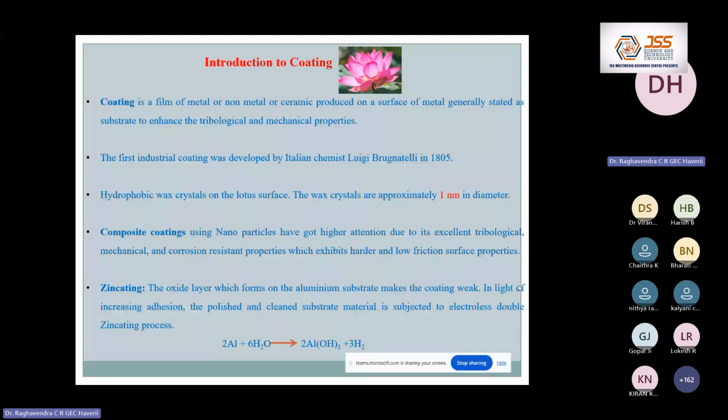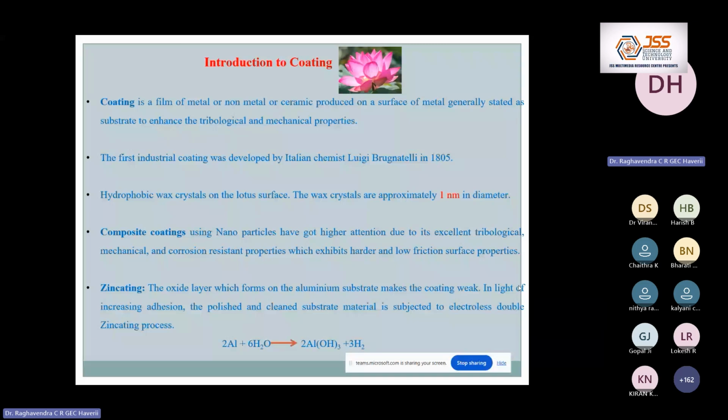The hydrophobic wax crystals on the lotus surface are approximately 1 nanometer in diameter, which is highly difficult to generate experimentally in laboratories. But this is a natural one, which we call a hydrophobic wax coating.